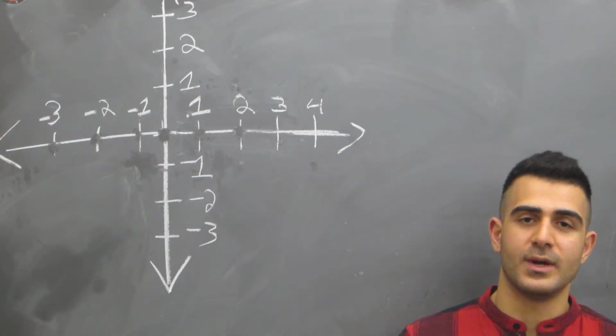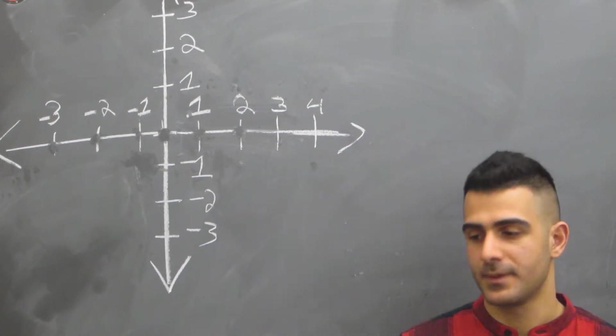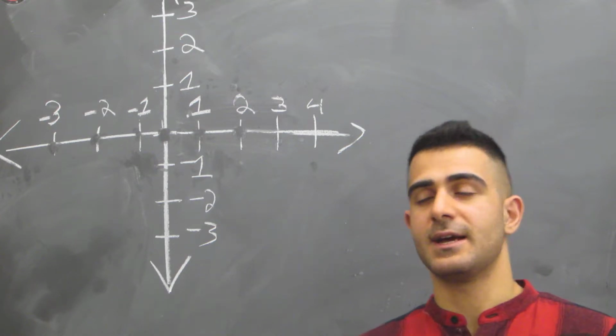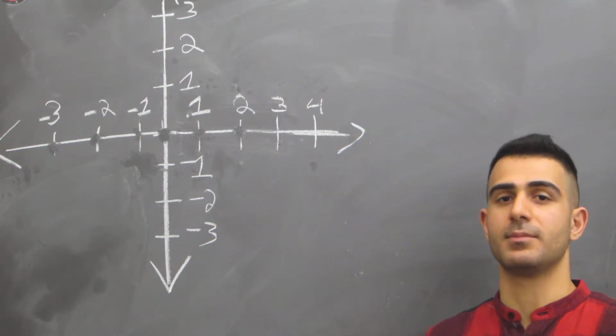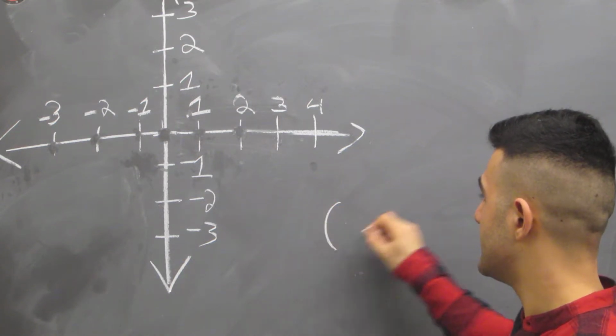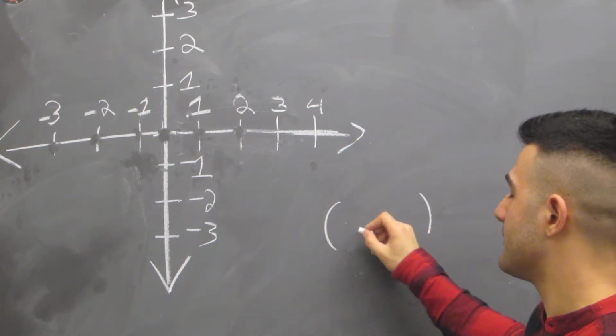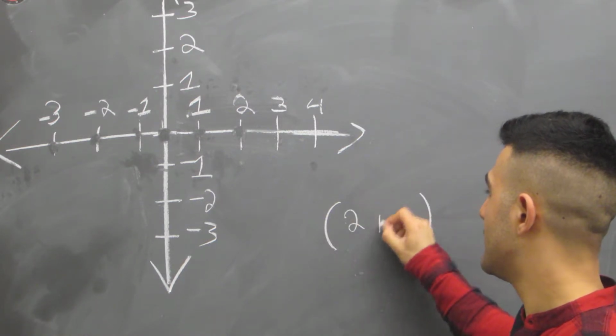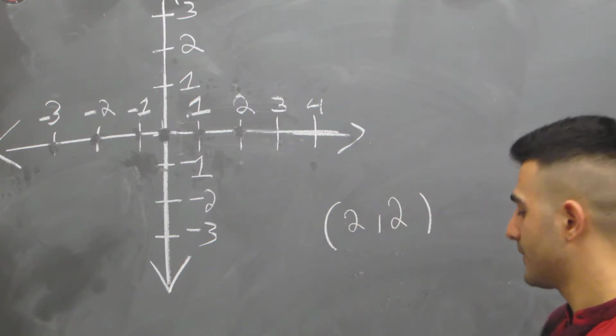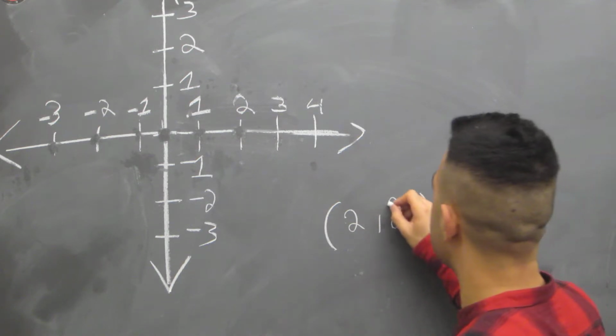How do you plot points on the coordinate plane? Well, before we do that, we're going to have to show you how symbolically you write points for a coordinate plane. A point is represented the following way. Let's say you were given the point (2, 3).